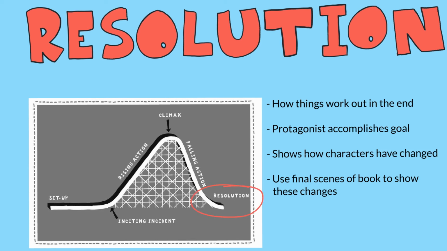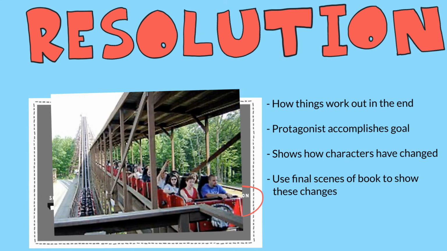And finally, we arrive at that resolution. How did things work out in the end? Did the protagonist accomplish their goal? You'll show how the characters have changed, and that is a key part because you'll want to use those final scenes of the book to show these changes. It's kind of like pulling you to the station. You've arrived, everybody has a story to tell now. They've just been through something pretty exciting, some large experience, and so they want to share it. But it's that wrap-up for you.